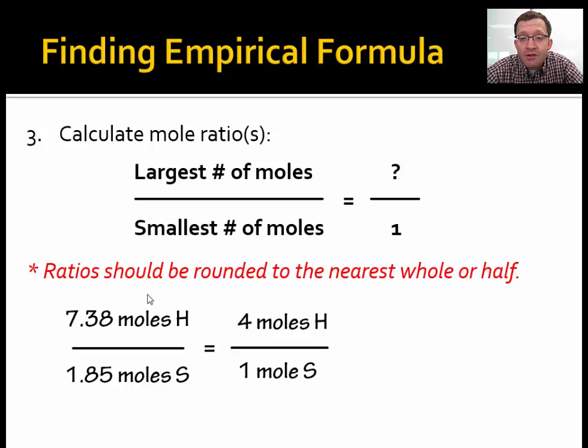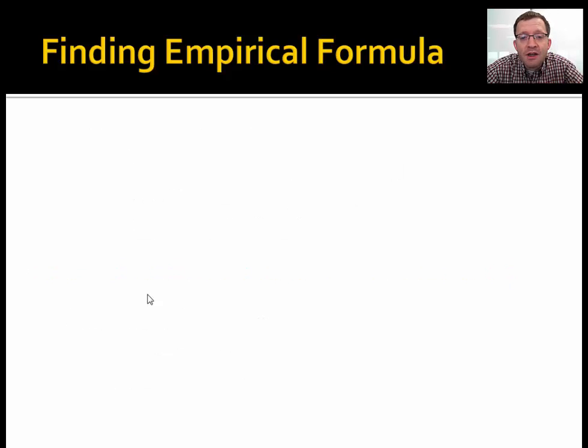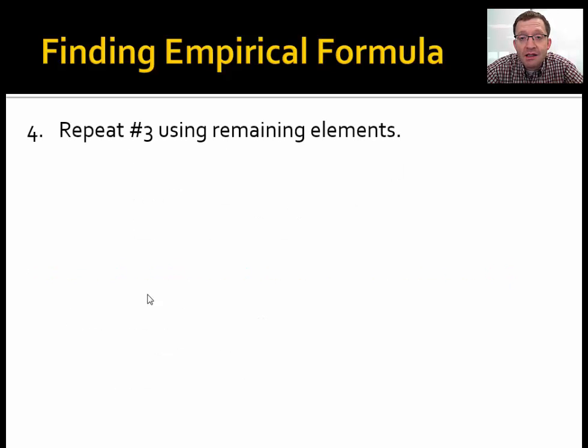This should look familiar to a hydrate problem, which if you're in my class, you've already done by now. 4-to-1 ratio of hydrogen and sulfur, but that doesn't cover carbon. What about carbon? So that's our first ratio, a 4-to-1. The next step is one you may have to do many times on a given compound because there might be lots and lots of elements.